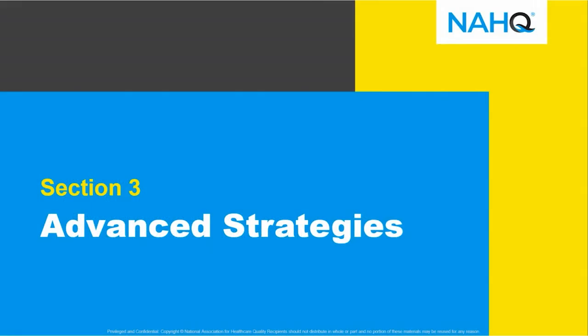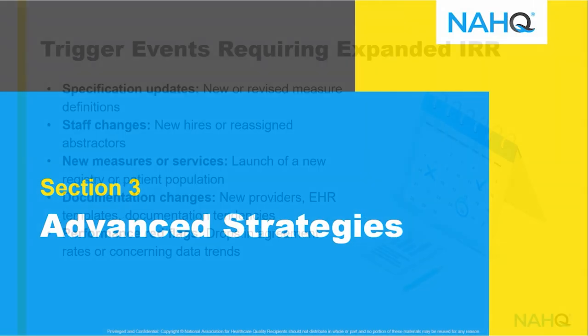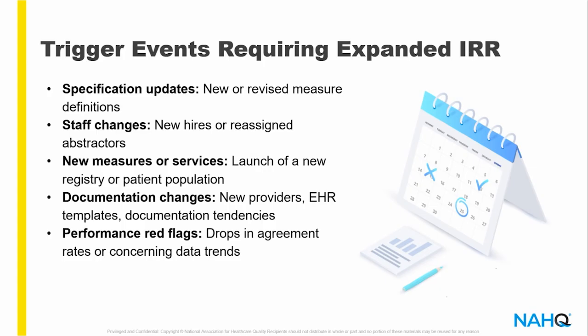Let's move into Section 3 and tackle some advanced strategies. We've talked about incorporating routine IRR as part of your business as usual. Now, I want to highlight some trigger events that call for extra or focused reviews outside those normal cycles, as these can introduce temporary periods of vulnerability. Let's start with an obvious one, specification updates. Anytime the measure registry definitions change, typically annually, consider increasing your IRR sample sizes. Even seasoned abstractors benefit from confirming they're interpreting the new versions the right way.